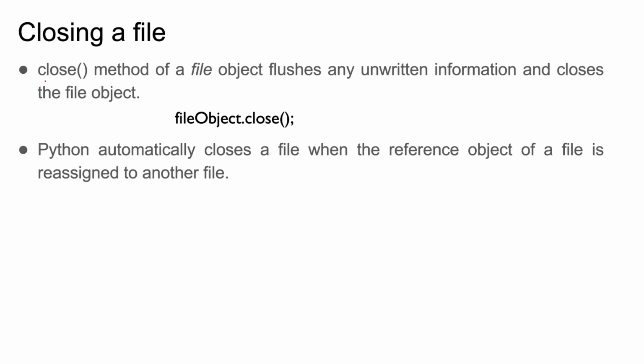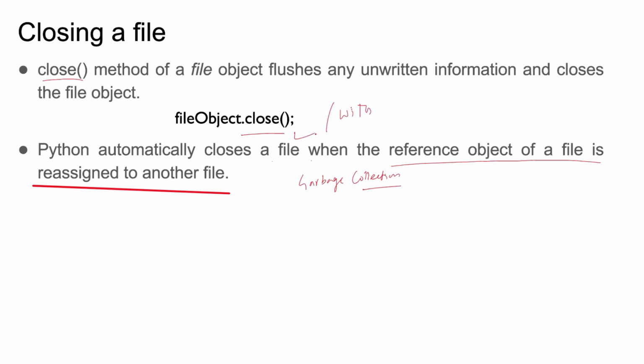This is the function by using you can close a file. So Python automatically closes a file when the reference of object of file is reassigned to another file, right? Python automatically also handles, but it's a good practice to use this or use with, right? Because Python garbage collection is advanced, right? It handles all these things so that memory issue will not happen, right? But as a developer, you should remember all these things.